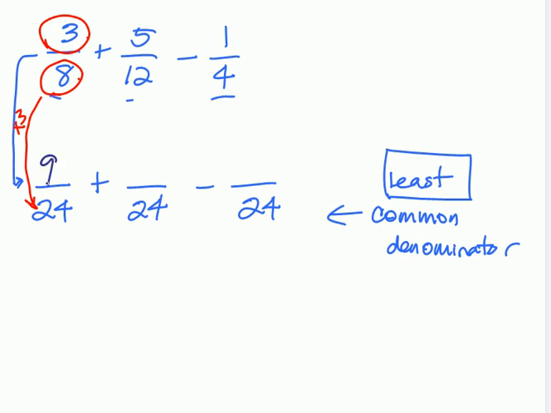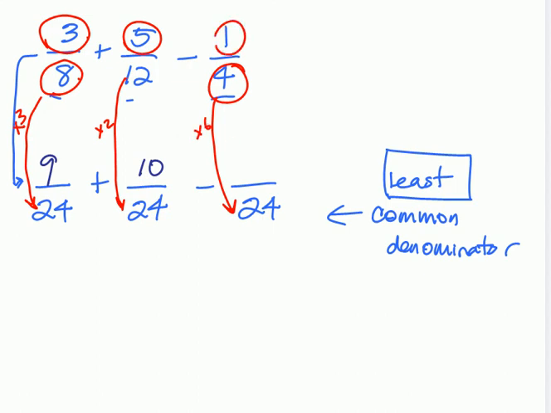So what did we do to go from 12 to 24? We multiplied by 2. So that tells us we're going to have to multiply the numerator by 2. And we would get 10. And then finally, our last fraction, how did we change that 4 to get to 24? We multiplied by 6. So that tells us we're going to have to change this numerator by multiplying by 6. And we get 6. So I'm going to point out that these 3 fractions are equivalent to these 3 fractions.